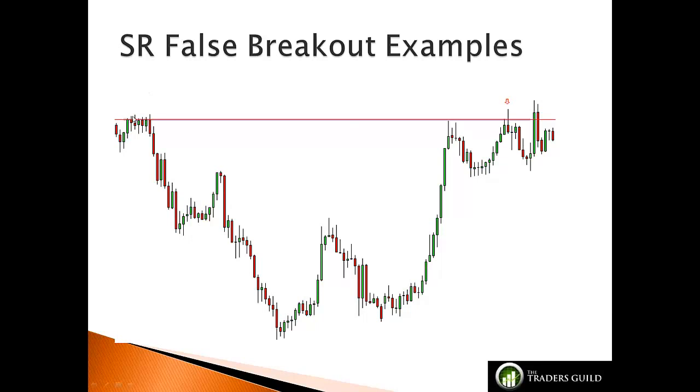Another example, clear SR, multiple touches. We have this pause as price tests it, gets a small rejection, then we have the lunge up. It's a materially good size rejection. It's not 1-2 pips, depending on the pip scale on this chart. It stands out.